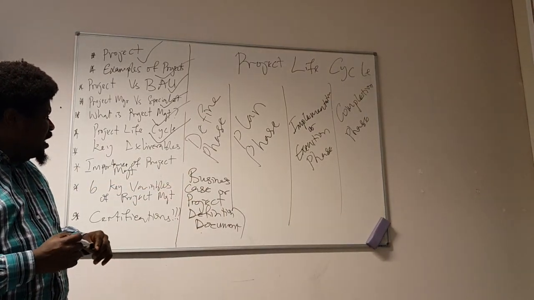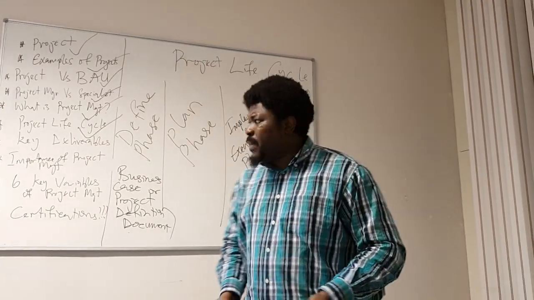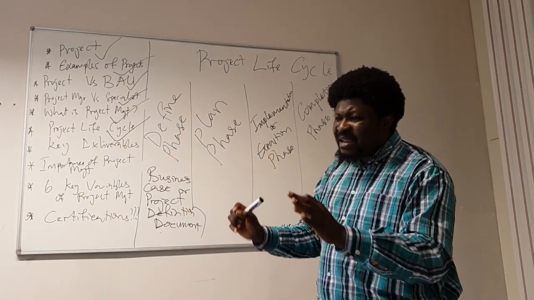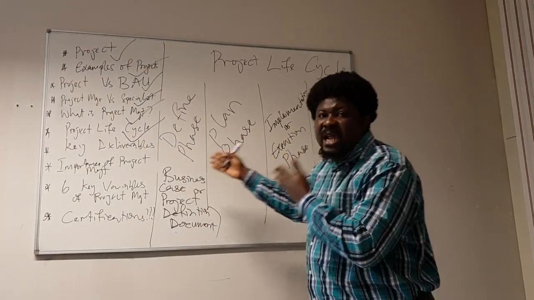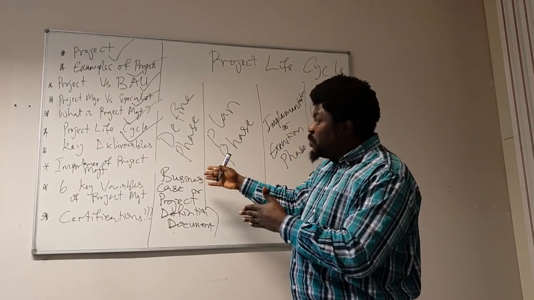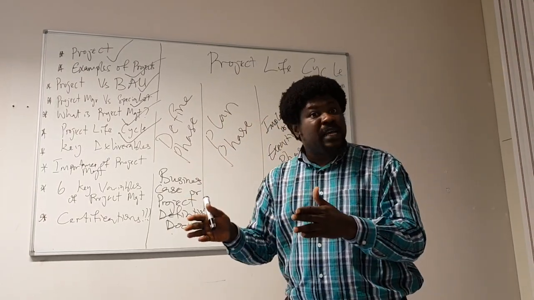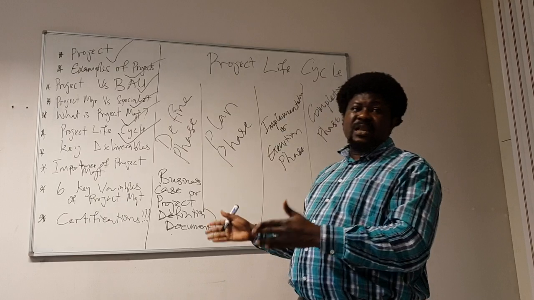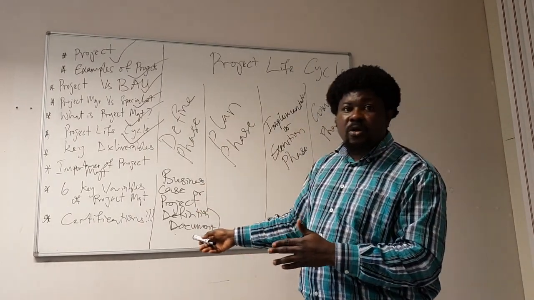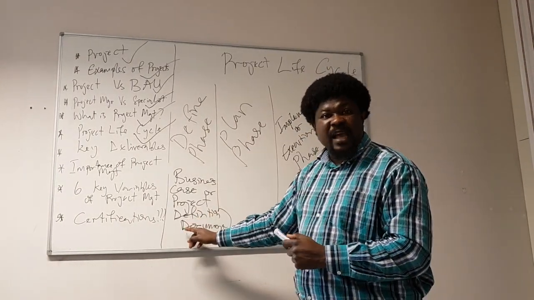This key deliverable helps to determine what exactly the project is about. Business case, project definition document. It defines the exact specifications involved in this project. So this is the very start, where the project manager needs to ask the owners of the project what exactly the project is about. So the business case or the project definition document is the deliverable here. Once this is approved, the project can go on.